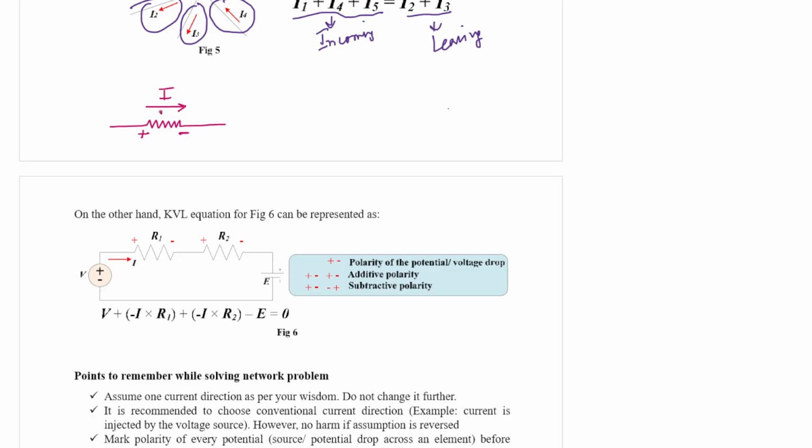So suppose this is the resistance R, and a current I is flowing in this direction from left to right, then this potential drop is equal to IR. The polarity of this potential is given by this plus and minus. Left side of the resistance is plus, right side of the resistance is minus, because current should flow from higher potential to lower potential. It cannot be the reverse.